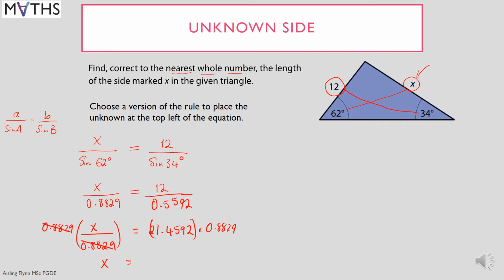And I get 18.9463. And remember, the question asked for the length correct to the nearest whole number. So x is equal to 19. Alright, so pause that and review. Does my answer make sense? Well, 12 is opposite a small angle, 34, so 19 should be opposite a bigger angle, which is 62, so yeah, okay, it's reasonable.